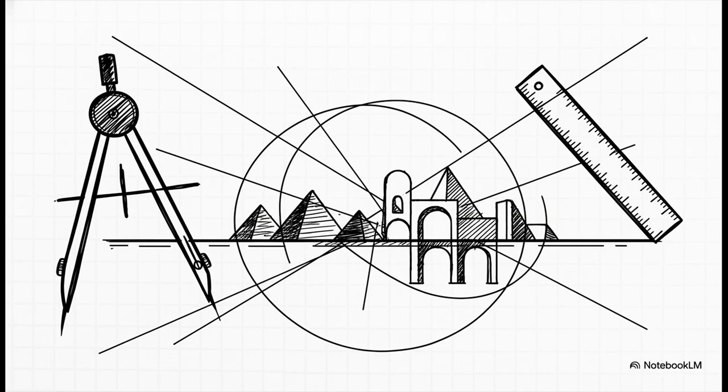Turns out the answer lies in these two super simple tools: a straight edge for drawing lines and a compass for drawing arcs. That's it. With just those two, you can unlock an entire world of geometric precision. So in this explainer, we're going to build that world from the ground up, step by step.